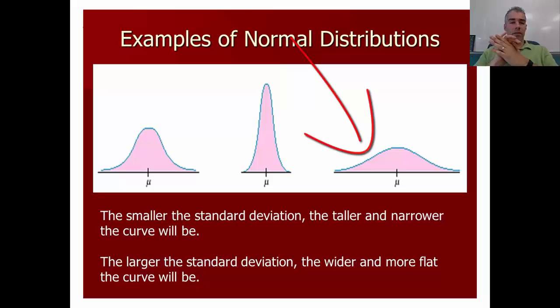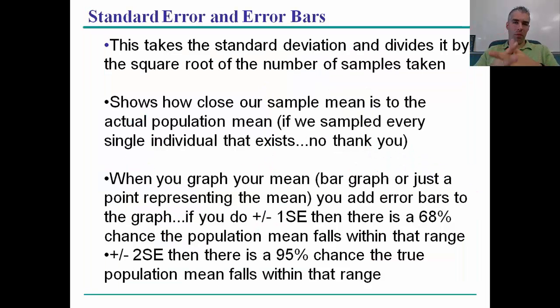Not the last, but one of the major important ideas that you have to understand is this concept of creating error bars on your data. This will take the standard deviation and divide it by the square root of the number of samples taken. It's just another thing you have to do, but let me explain the whole point of it. It basically takes our mean and compares it to the actual population mean. Based on all the spread in our data, are we actually getting something that is representative of the real population?